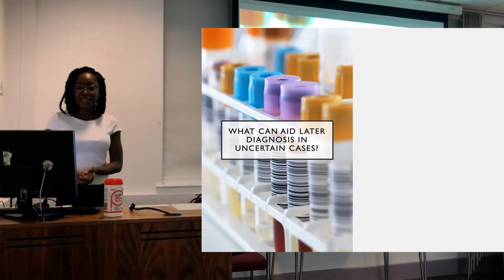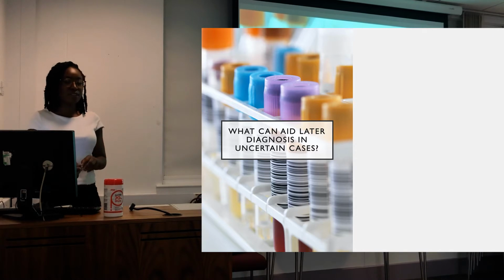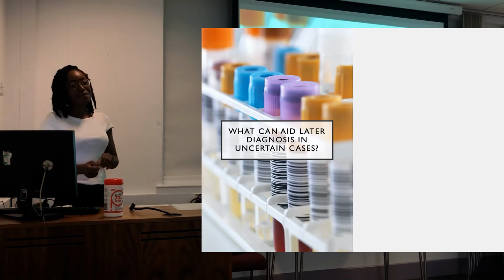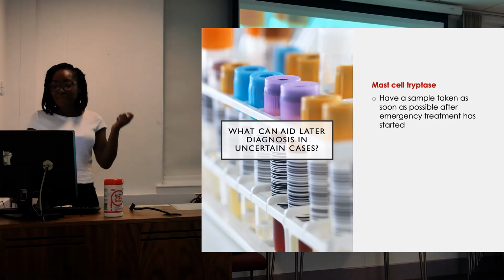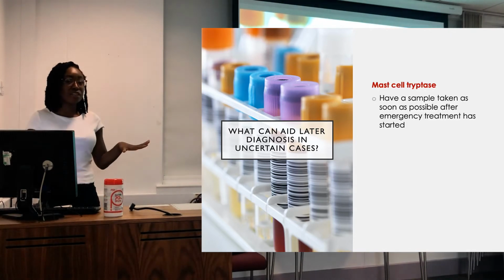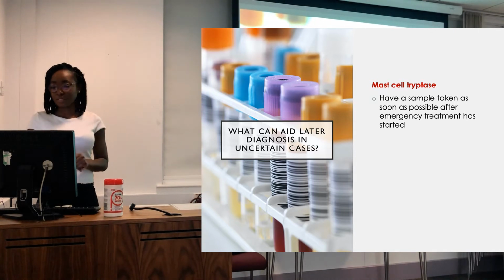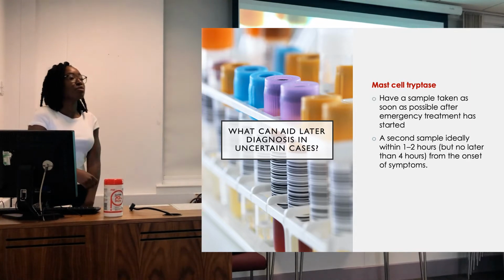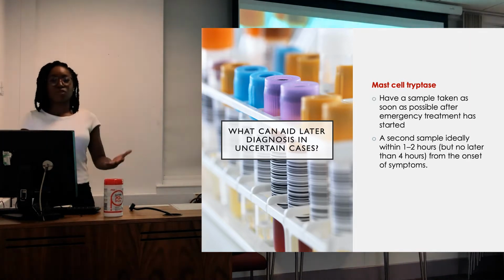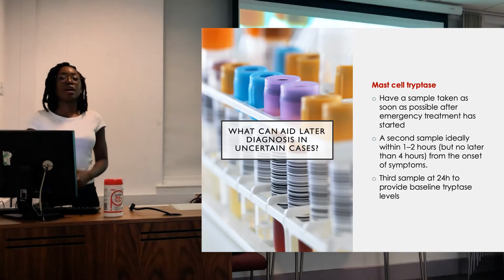And what can aid later diagnosis in uncertain cases? So IgE. Yes. So the mast cell tryptase. So you want to take the sample as soon as you've given that adrenaline. Or if you've got extra hands, you can get somebody else to take it. But make sure that the patient is being treated before you start taking the mast cell tryptase. And then you take your second sample, ideally within 1 to 2 hours, but if it's not possible, make sure that you take it within 4 hours. And then you want to get a baseline third sample at 24 hours.